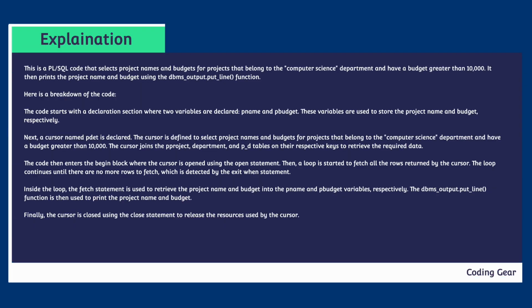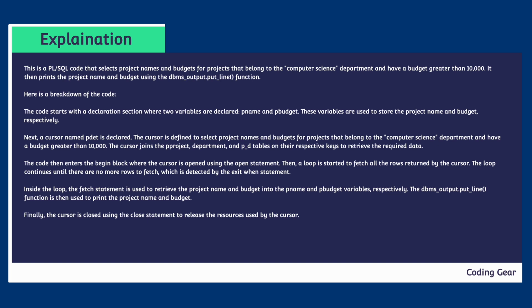Explanation. This is a PL/SQL code that selects project names and budgets for projects that belong to the computer science department and have a budget greater than 10,000. It then prints the project name and budget using the DBMS_OUTPUT.PUT_LINE function. Here is a breakdown of the code.